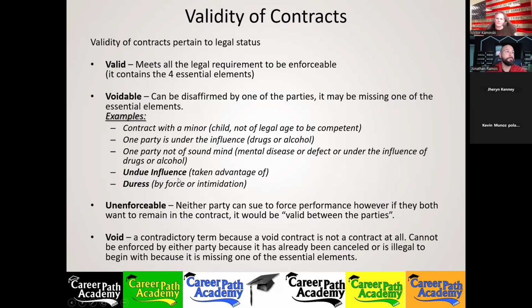So undue influence is taking advantage of someone, and duress is by force or intimidation. But these are all examples of voidable contracts. Now, an unenforceable contract is one where neither party can sue to force performance. However, if they both want to remain in the contract, it would be a valid contract between the parties. That's what they refer to it as.